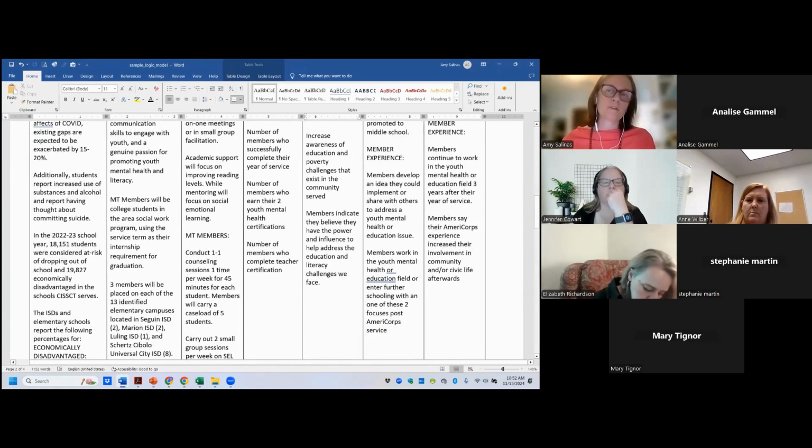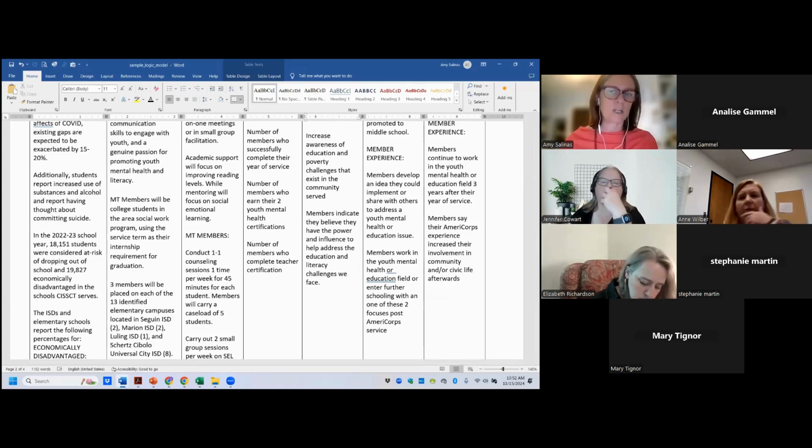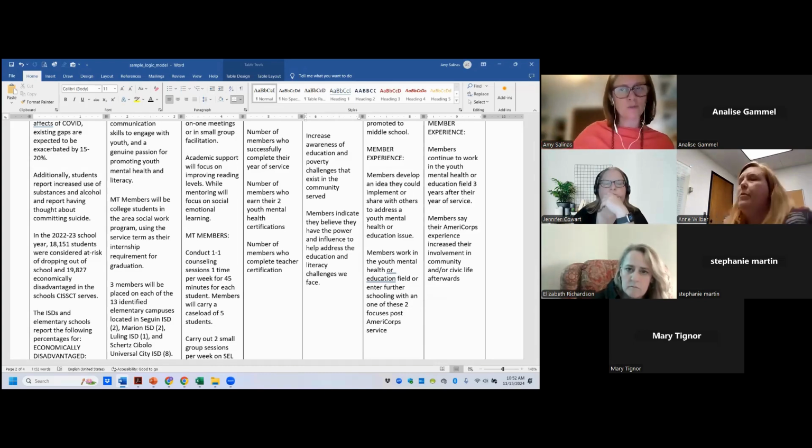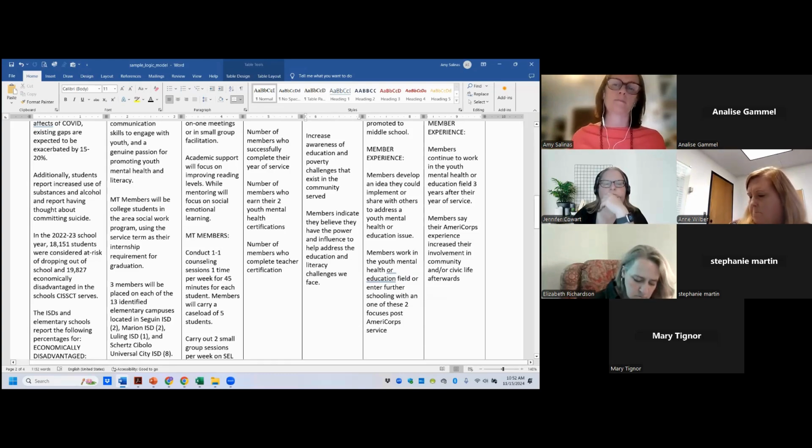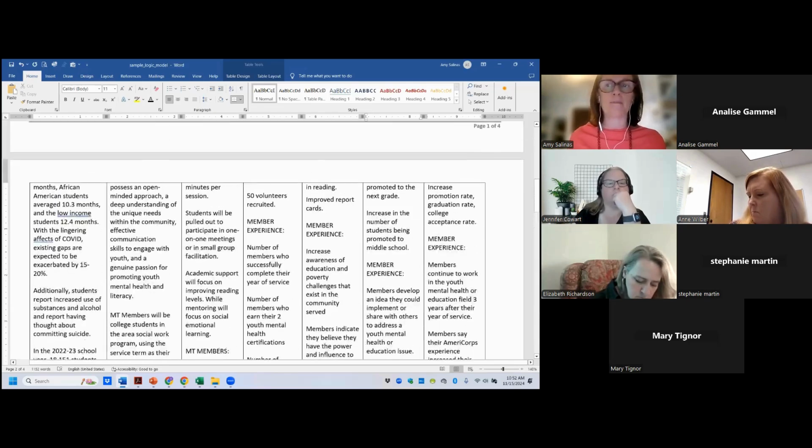And here's some examples of the member piece. Members develop an idea they could implement or share with others to address youth mental health or education issues. And members work in the youth mental health or education field or enter further schooling with one of these 2 focuses post AmeriCorps service, because their hope is that once they finish their term of service, they enter into the field or enter into further school in that field. So that's an action or behavior.